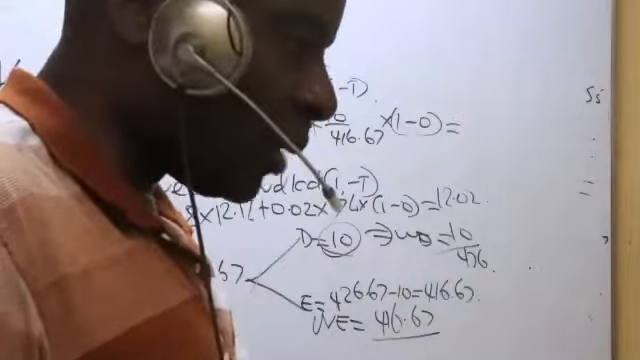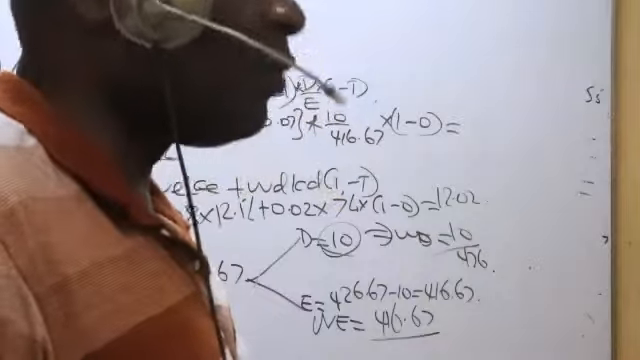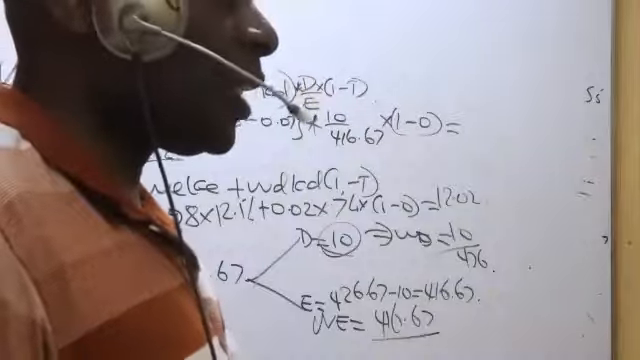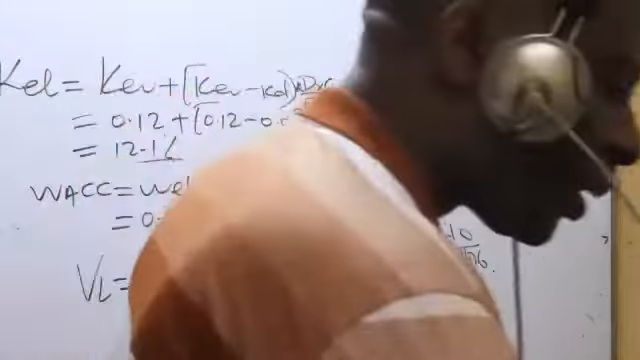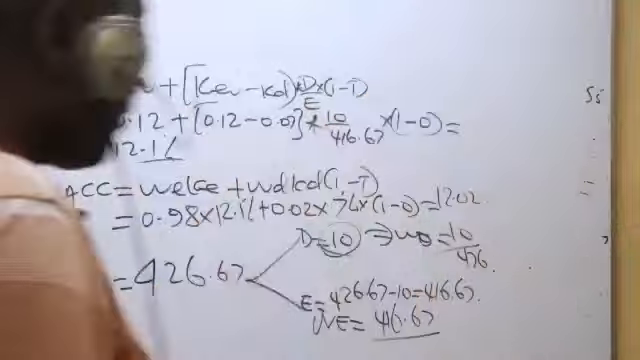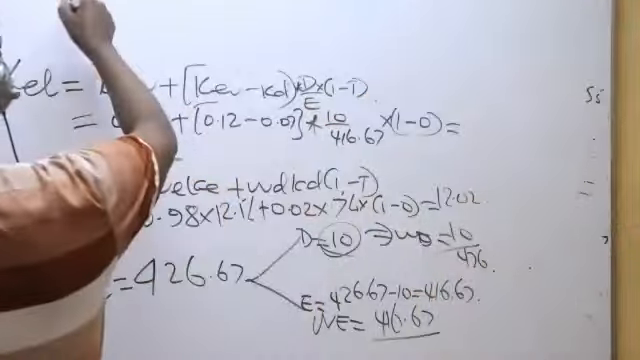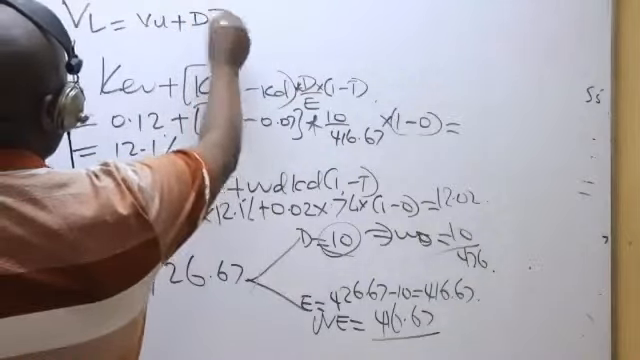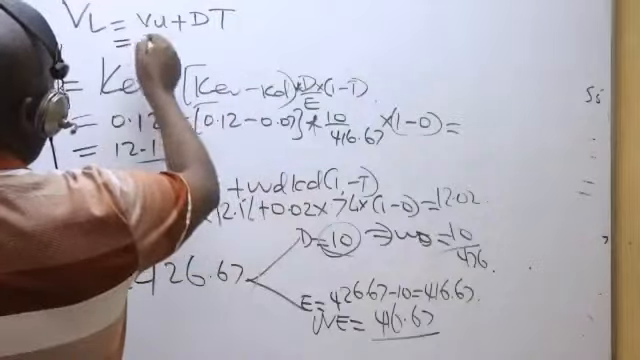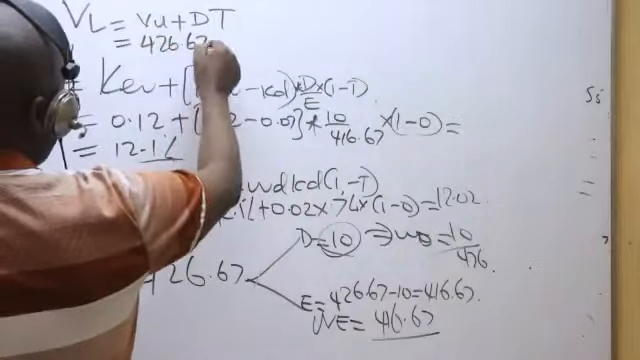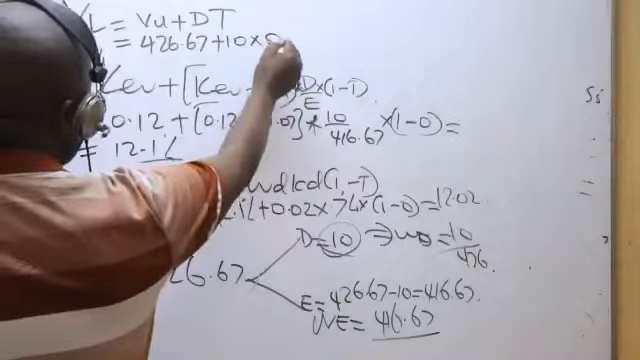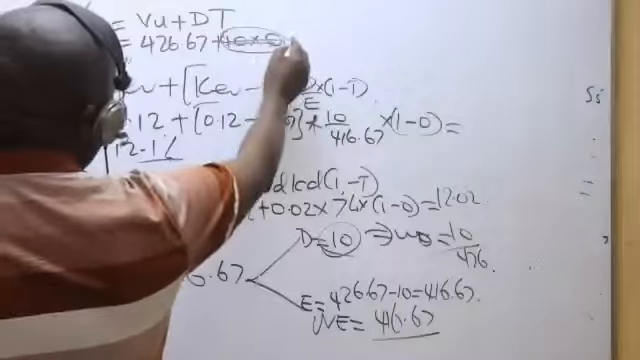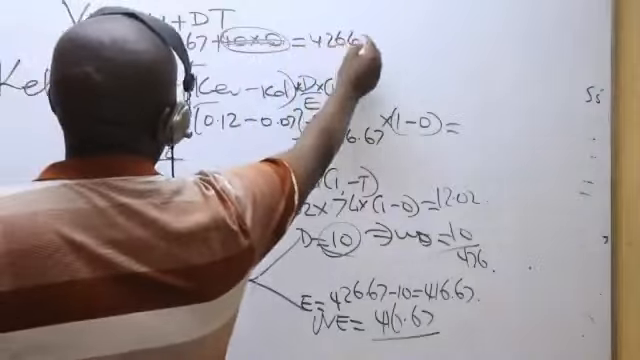Number 2, Roman, looks like VU plus VD. No, we have never seen that kind of formula anywhere. We know, ladies and gentlemen, to get the value of a levered firm, we take VU plus debt times tax. Value of unlevered here was 426.67. Debt is 10 and tax is 0, which kills this. You see 0 multiplied by a number, this number is dead. So that leaves us with 426.67.